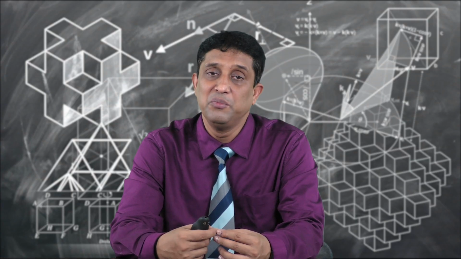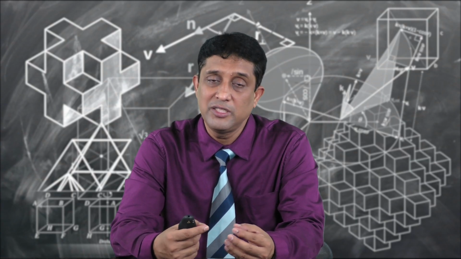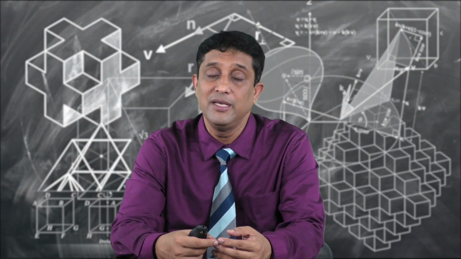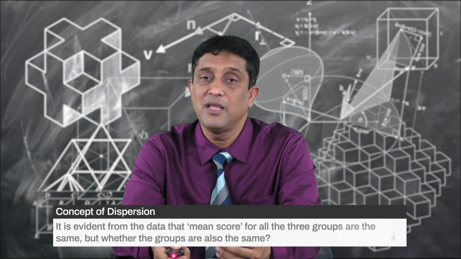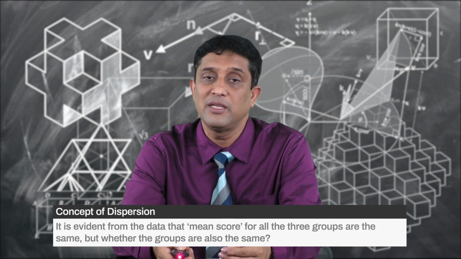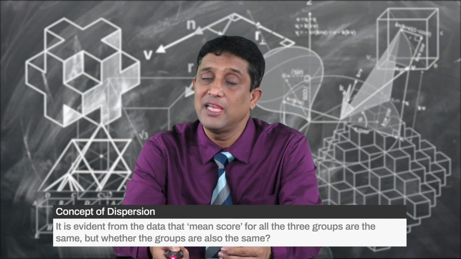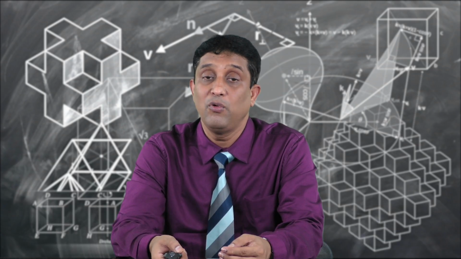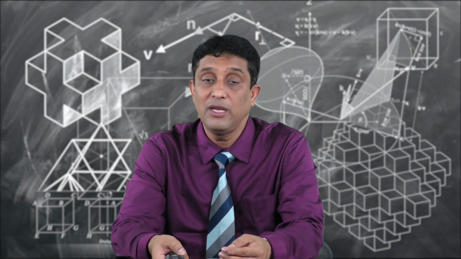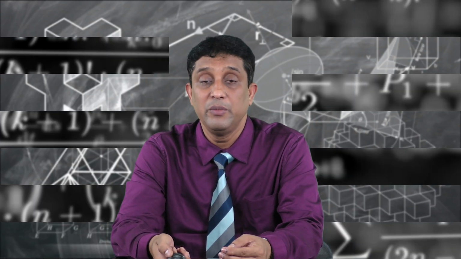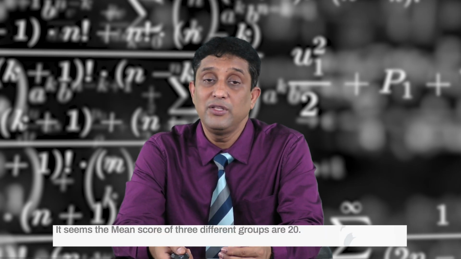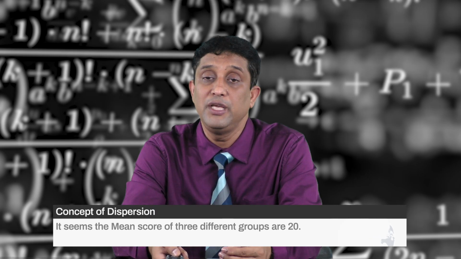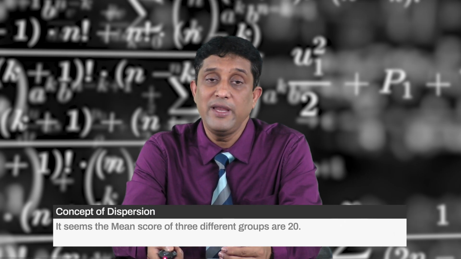To understand more about the concept of dispersion, from the example that I have already cited, I can say that it is evident from the data that the mean scores of all the three groups are the same. But whether the groups are also the same, you can't say that the groups are the same. Only taking the mean score, you cannot say that the groups are the same, because the distribution of scores in the groups is different. And further, it seems the mean score of three different groups is 20.